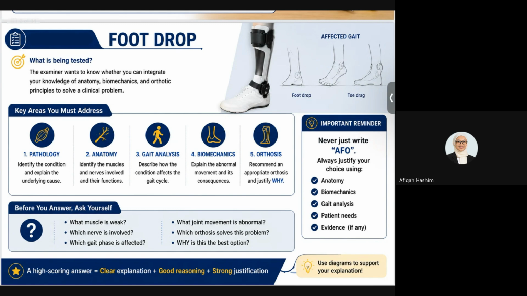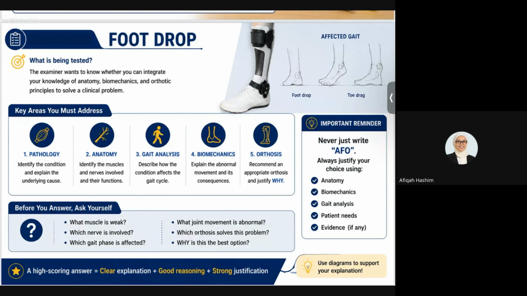An orthosis is not prescribed because of the diagnosis alone, it is prescribed because of the functional problem experienced by the patient. So instead of thinking, this patient has muscular dystrophy, therefore I prescribe this orthosis, I want you to think this patient has this biomechanical deficit, therefore orthosis A is the most appropriate solution. That's a completely different way of thinking, and is exactly what distinguishes an average answer from an excellent one.